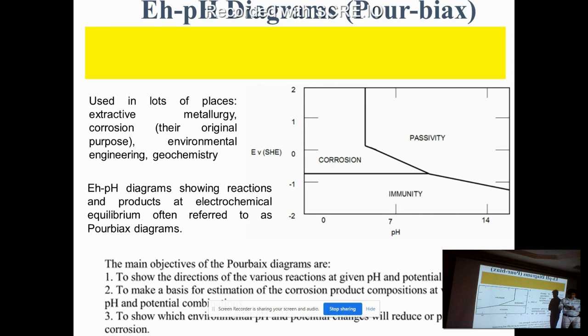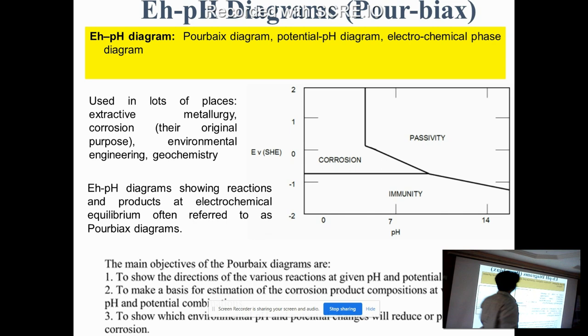So let us discuss an important concept, what is called the Pourbaix diagrams. See, the Pourbaix diagrams were developed by Marcel Pourbaix, so that's why those diagrams are given his name. In fact, these are also called potential pH diagrams. That means on the y-axis we will take the potential and on the x-axis we will take the pH. So that's why they are also called potential pH diagrams and also called electrochemical phase diagrams.